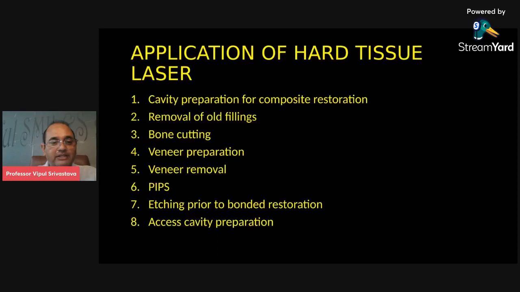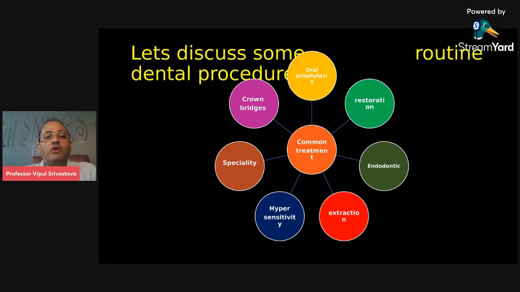So let's discuss some routine dental procedures. As a general practitioner, what are the common things we do? Those who are into private practice will understand. A common patient comes either for cleaning of the teeth, that is oral prophylaxis, or for restoration, meaning filling, or cavity preparation. Also, we are doing endodontics, extractions, patients are coming for hypersensitivity, and we are doing a lot of prosthetic work also, crowns and bridges. Besides this, we do some specialty treatments in general practice also. So let's discuss those details.